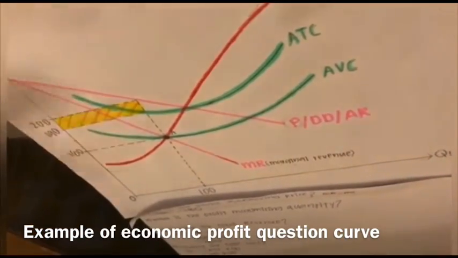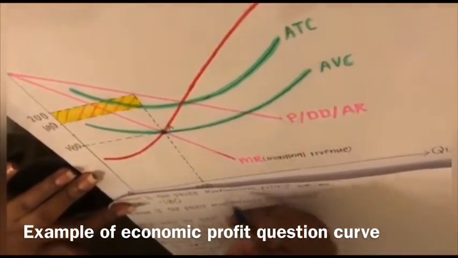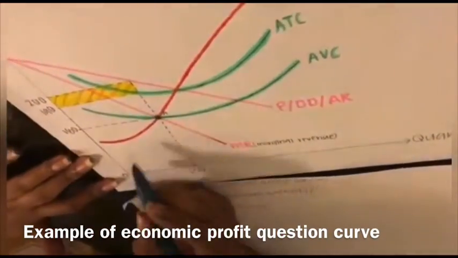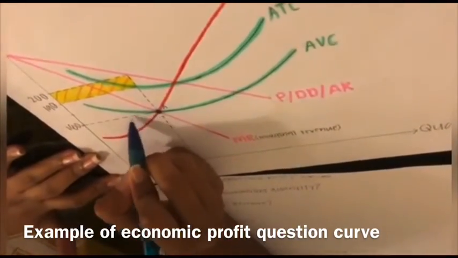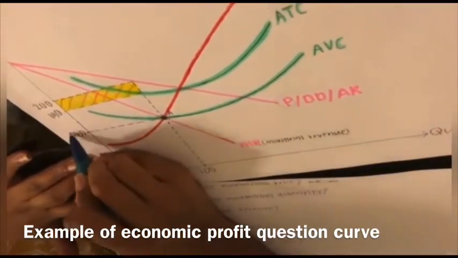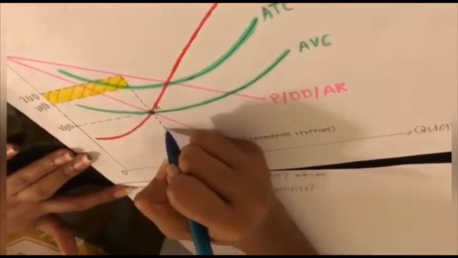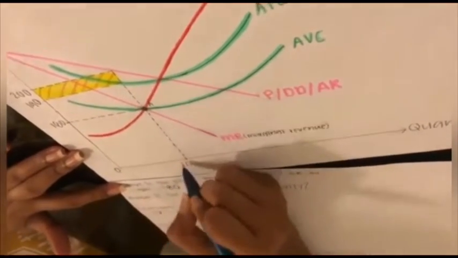Now we go for the question. They ask for the profit maximizing price. So this line is the price, so we draw one line like this, and the price is 80. Then we draw a line like this, and here is the quantity, 100.